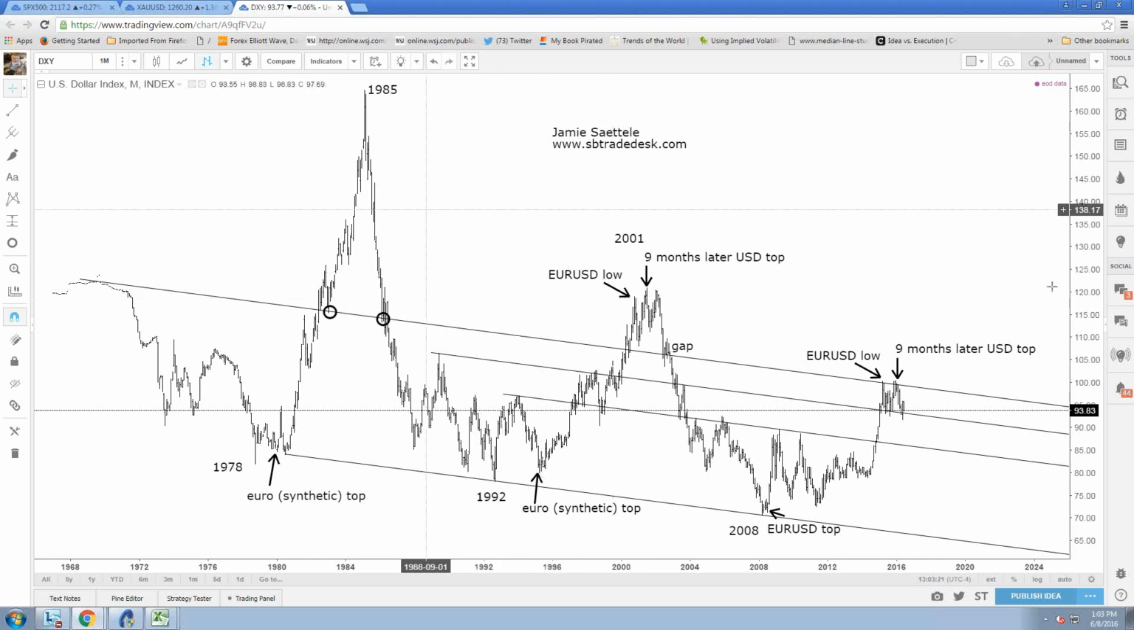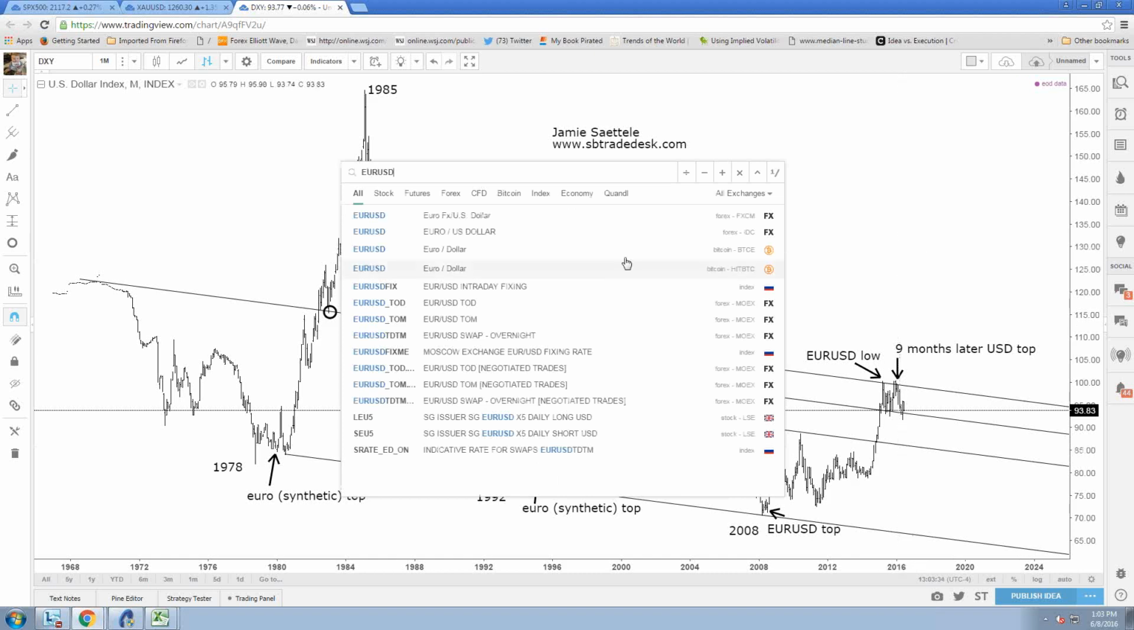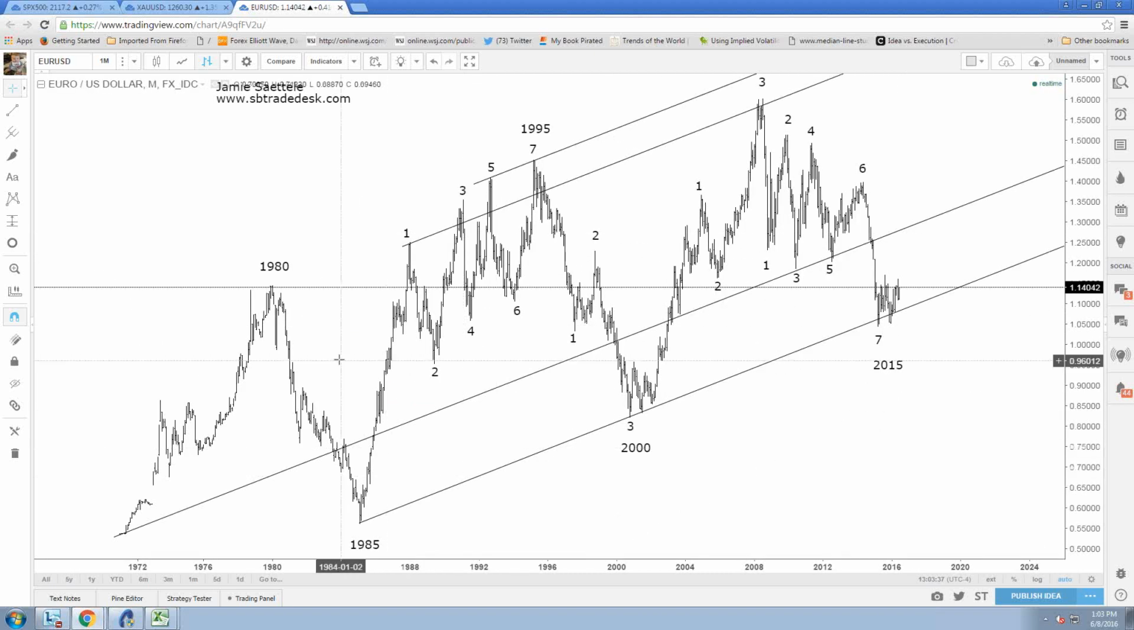Looking forward, if we break this support, which we will at some point, your next support for the dollar, I don't think, is till probably 86. That's a big move. That puts the euro probably near 130. And here's the euro chart.